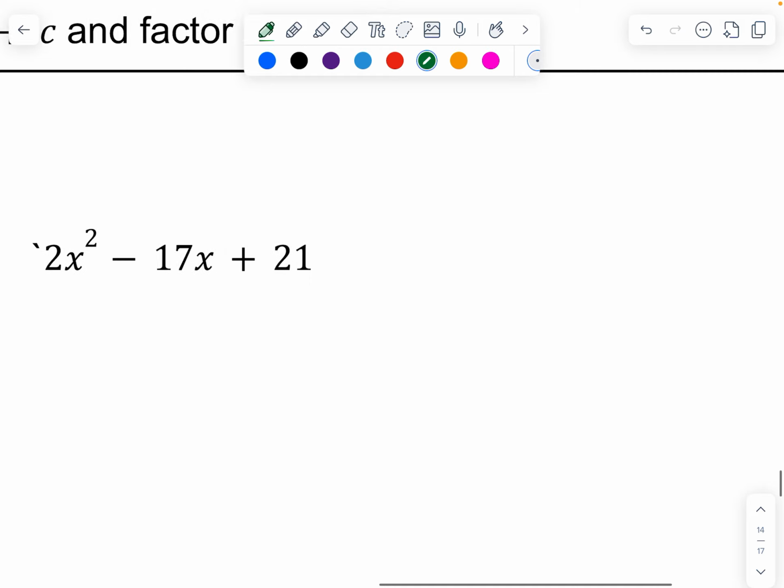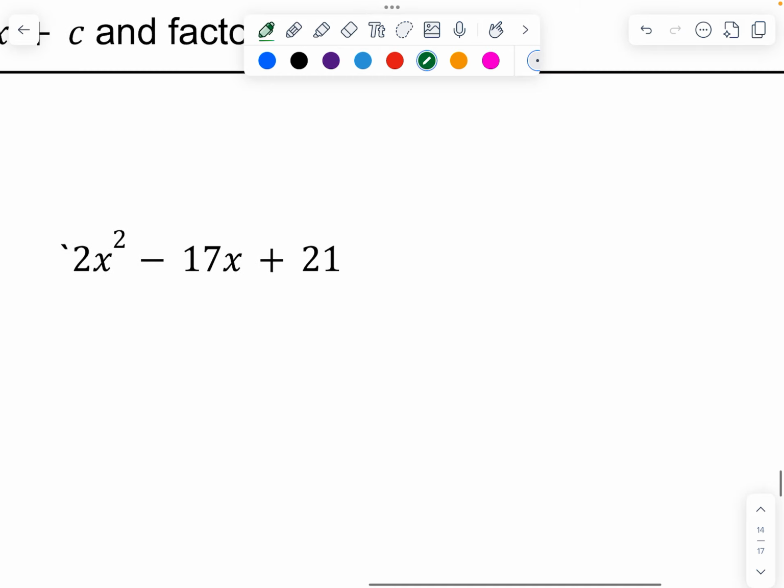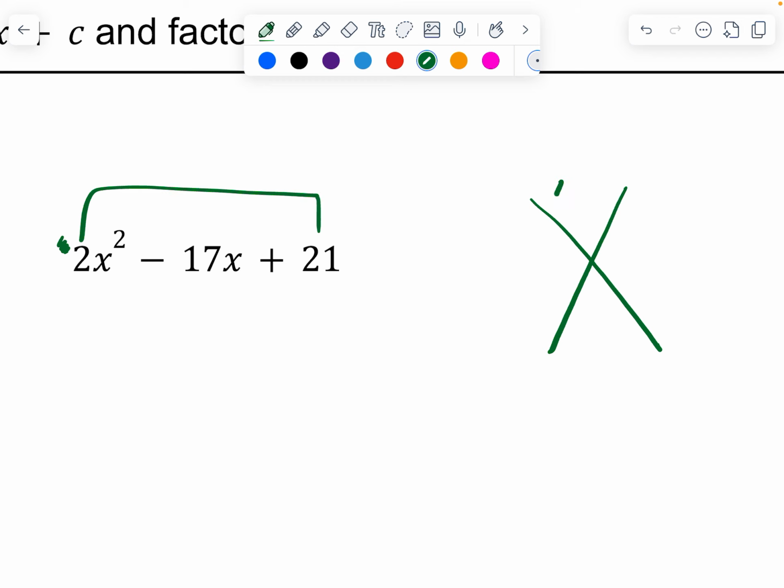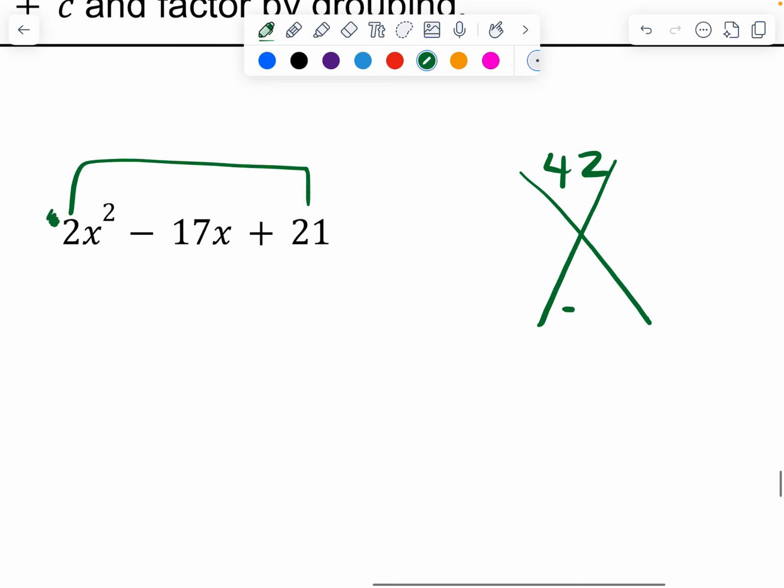So here, I don't know what I wrote on there. They have nothing in common, so I don't need to take out a GCF. Ignore that. That was me typing. This right here, if I multiply that together, I would get 42. And it has to come up with negative 17.